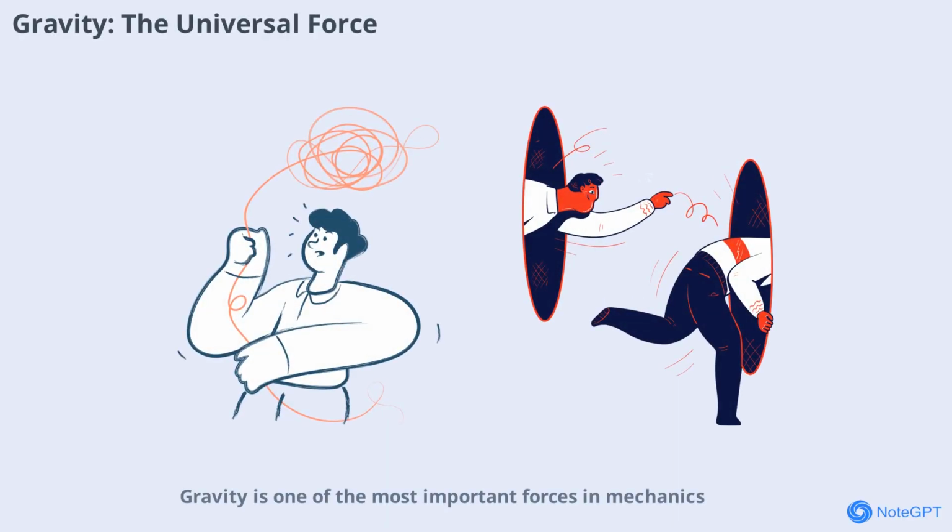Gravity is one of the most important forces in mechanics. It's the force that attracts objects toward each other, especially toward the center of the Earth. Gravity keeps us grounded, makes apples fall from trees, and governs the motion of planets and stars. Without gravity, life as we know it wouldn't exist. Understanding gravity helps us explain everything from falling objects to the orbits of celestial bodies.